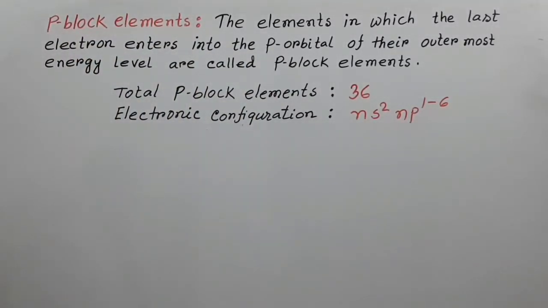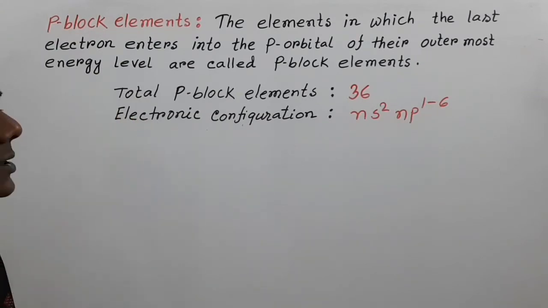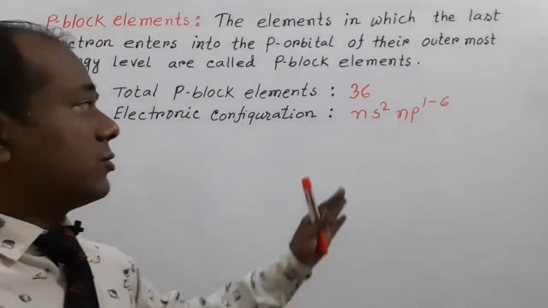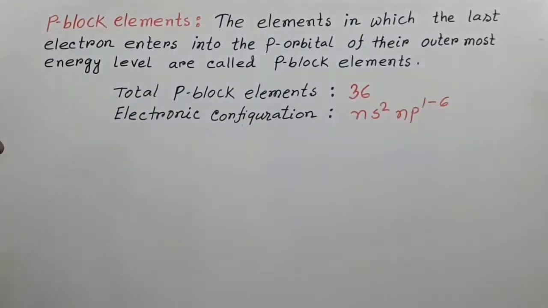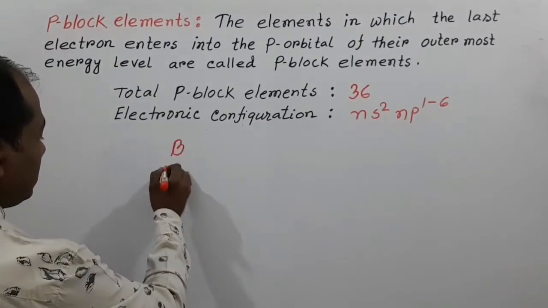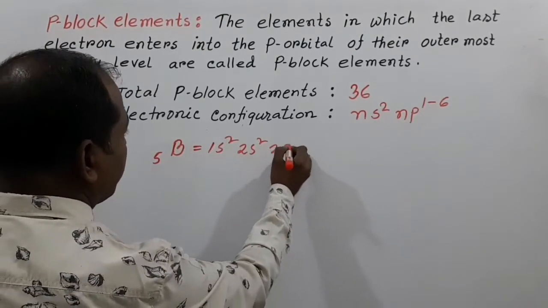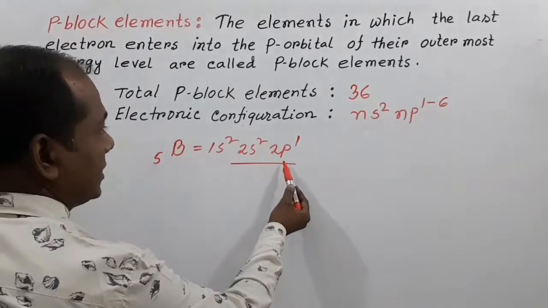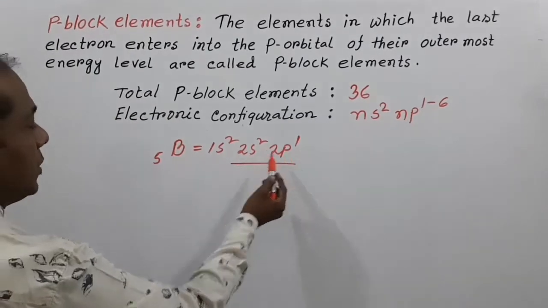The elements in which the last electron enters into the p orbital of their outermost energy level are called p block elements. The total number of p block elements in the periodic table is 36, and the electronic configuration of their outermost energy level is ns2 np1 to 6. For example, we can write here boron, 5: 1s2, 2s2, 2p1. Here we can see that the electronic configuration is similar to ns2 np1 to 6, that is 2s2 2p1.